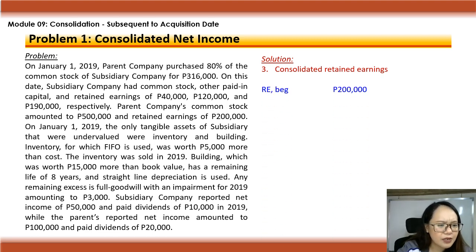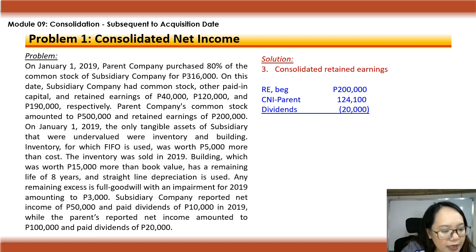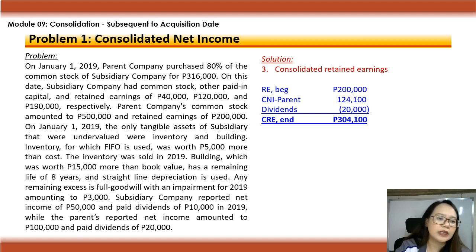Retained earnings beginning ni parent is 200,000. Given siya. Ayan o. Parent company's common stock amounted to 500,000 and retained earnings of 200,000. Next, the consolidated net income attributable to parent, yung kinompute natin kanina na 124,100. Less the dividends declared by parent na given ulit. Sabi niya, parent's reported net income amounted to 100,000. Dividends of 20,000. Your consolidated retained earnings as of end of the period is 304,100.